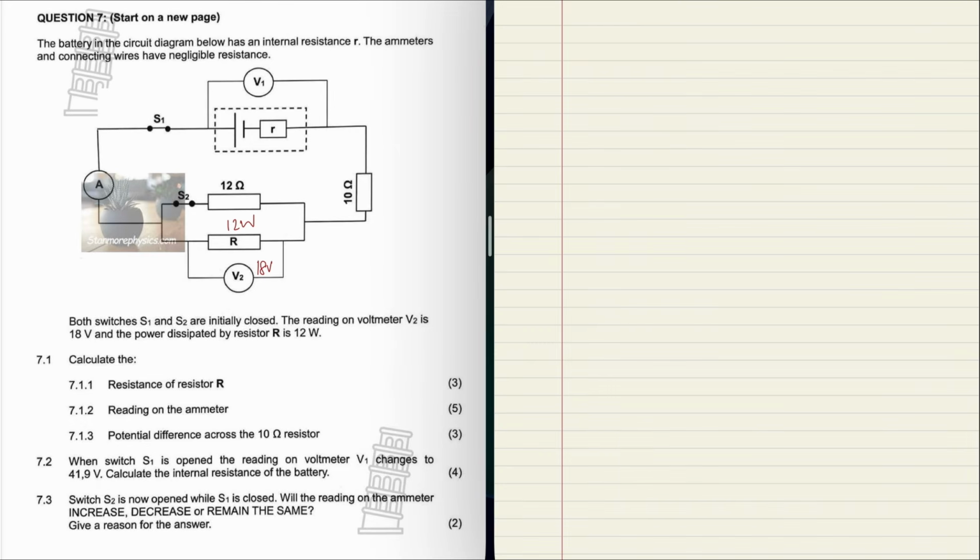Question 7.1. Calculate the resistance of resistor R. If you look at the information, we know the voltage and we know the power. So we can use the formula P is equal to V squared over R. So since we want R, we just have to substitute. We're going to have 12 is equal to 18 squared divided by R. R is equal to 27 ohms. So let's write that in. 27 ohms.